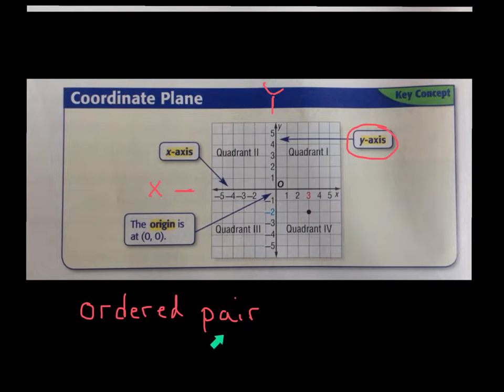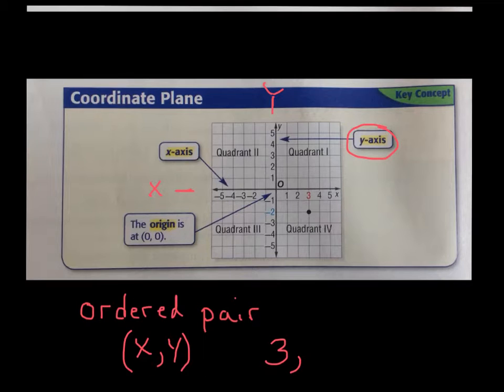Today we're also going to be finding ordered pairs. And ordered pairs always go in the order of x first, with a comma, and then y, and that will tell us the location. So in this case, there's a point right here. Okay, now the first coordinate is going to be the x-coordinate. So where on the x-axis does this point fall? And I can see that's at the 3. So this ordered pair would be 3 on the x-axis.